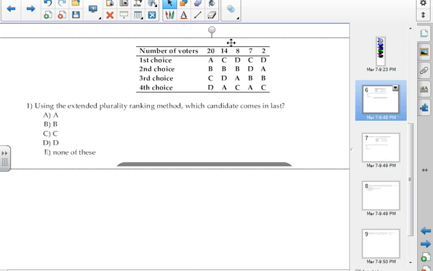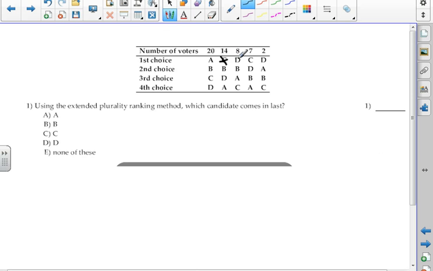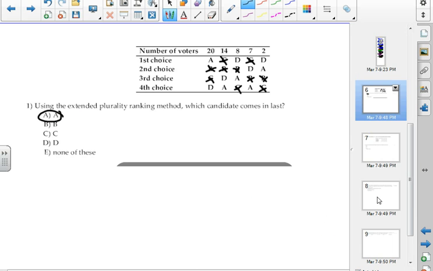All right, so we got to find a last place guy. So I look up here and I say, well, it looks like C has 1. So we're going to get rid of C. With C gone, B now wins because B's got more than anybody else. So we're going to get rid of B. With C gone and B gone, looks like D has won, so that means the loser is A. Any disagreement?